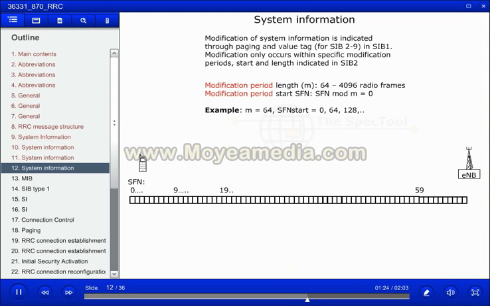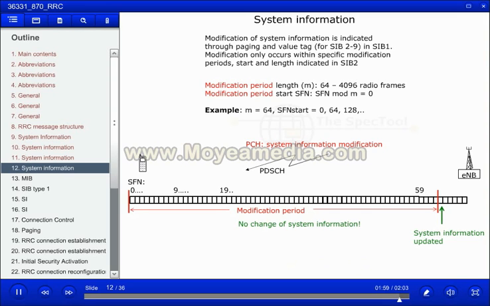In this example, M is equal to 64, and this means that modification periods will start at radio frame with system frame number equal to 0, 64, 128, and so on. During one modification period, a paging message delivered on PCH on physical downlink shared channel indicates a change in system information. The change will not take place during the current modification period, but at the beginning of the next period.